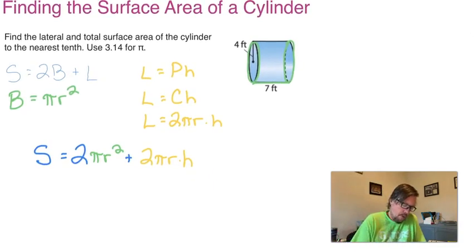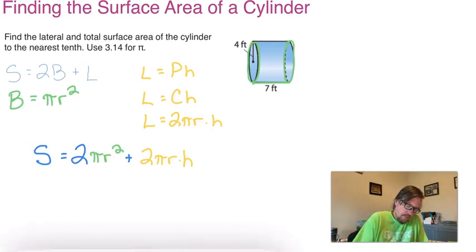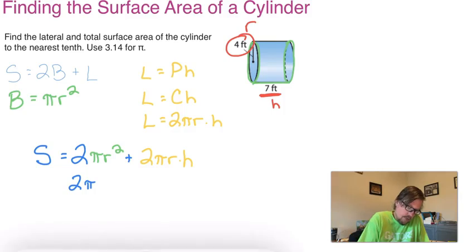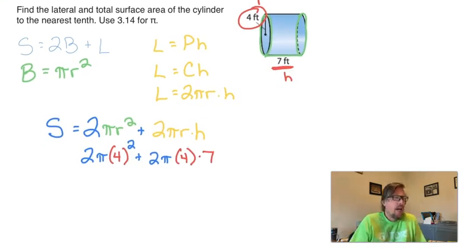Okay, so let's go ahead and plug in what we know. We know that the radius of this circle is 4, and we know that the height is 7. Let's plug them in. So we've got 2 pi times 4 squared plus 2 pi times 4 times 7. So there are two different ways we can go about getting this answer.